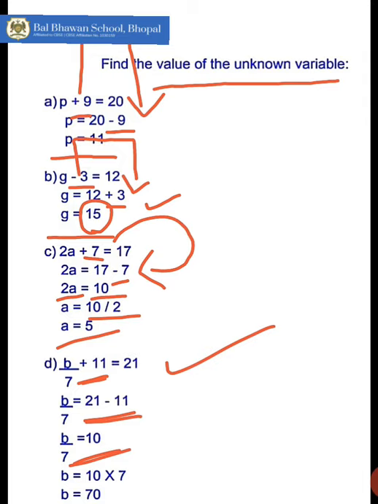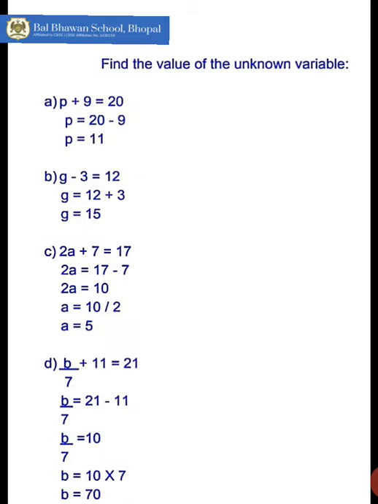Now again we don't have to find b by 7. Instead we have to find the value of b. So this 7 is in division with b. When it goes to the right hand side, it will become multiplication. So the equation becomes b is equal to 10 into 7. And 10 sevens is 70. So b is equal to 70.